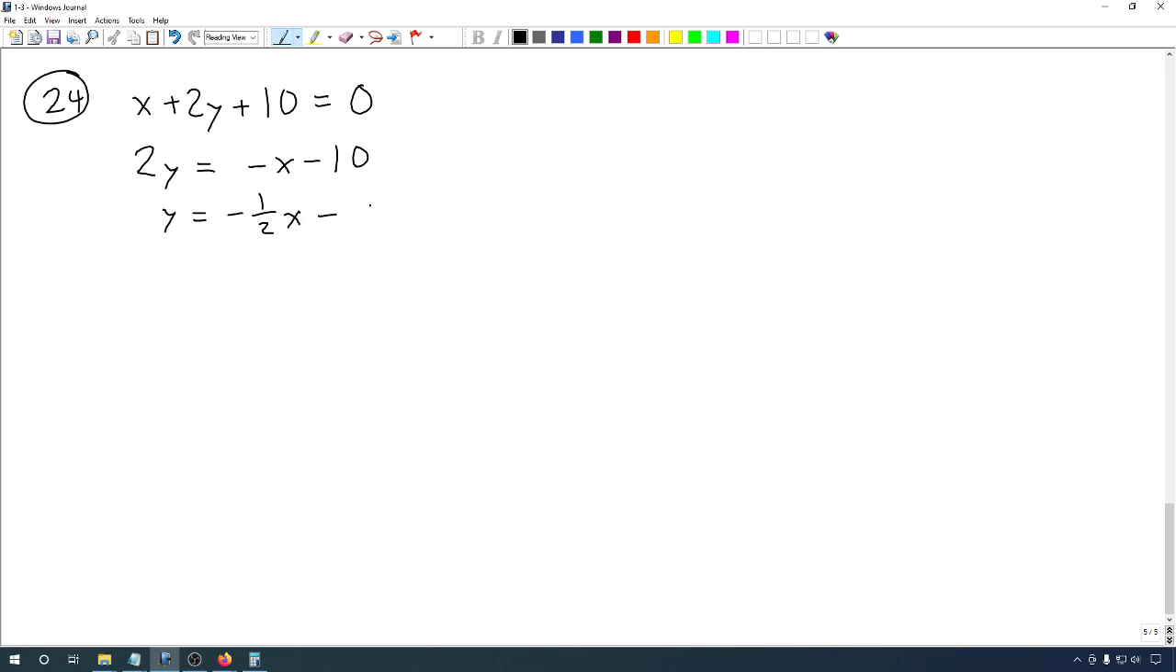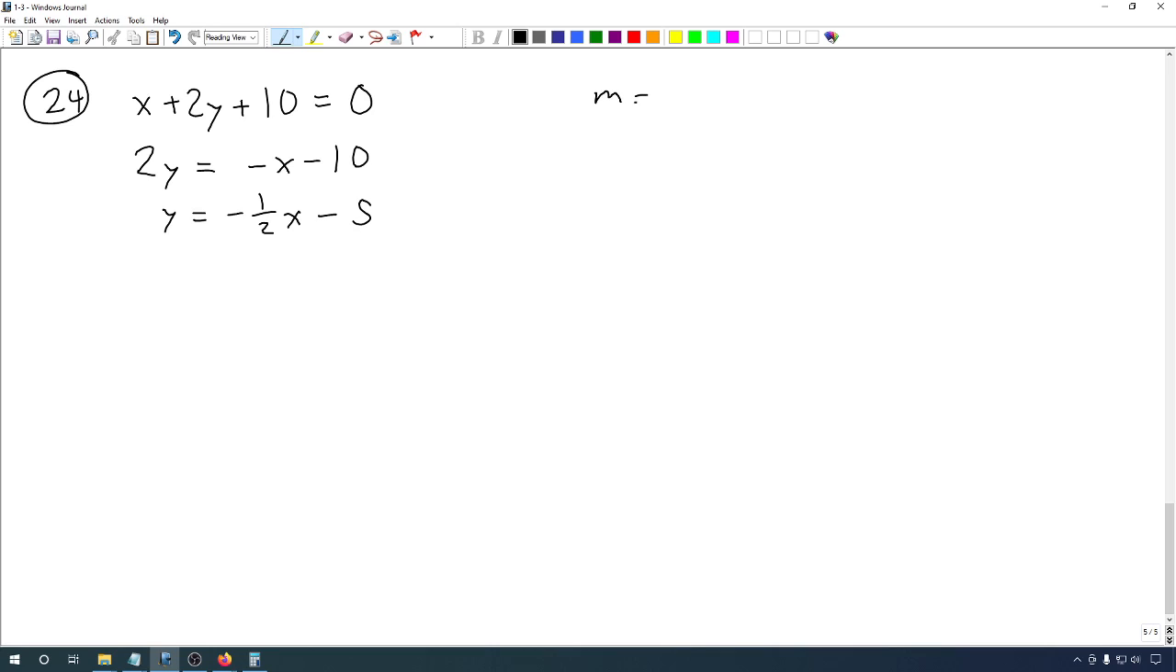Let's do another one. Let's do problem 24. This time our equation is x plus 2y plus 10 is equal to 0. Again, we do want to get the slope-intercept form in order to graph this line. So I'm going to move everything except for the y over to the other side. So we have 2y is equal to negative x minus 10. Then I need to divide by 2. So we have y is equal to negative 1/2 x minus 5.